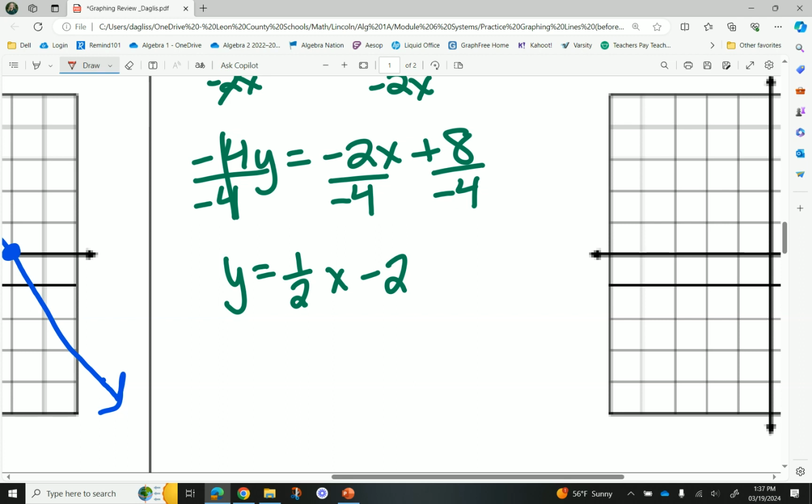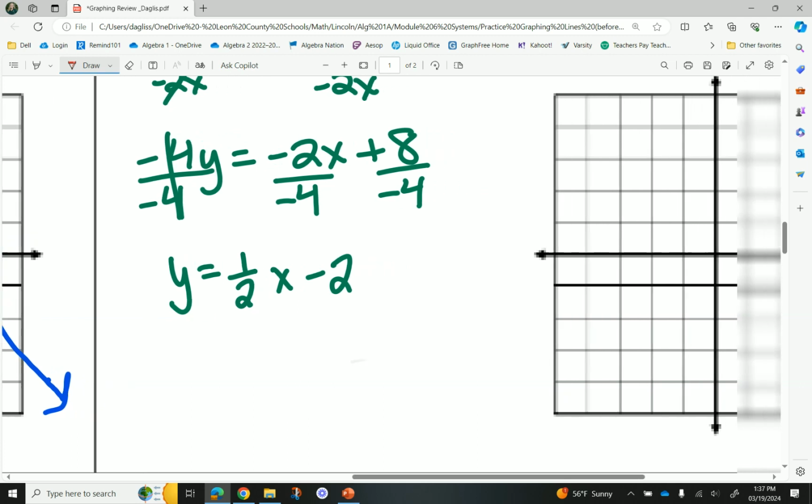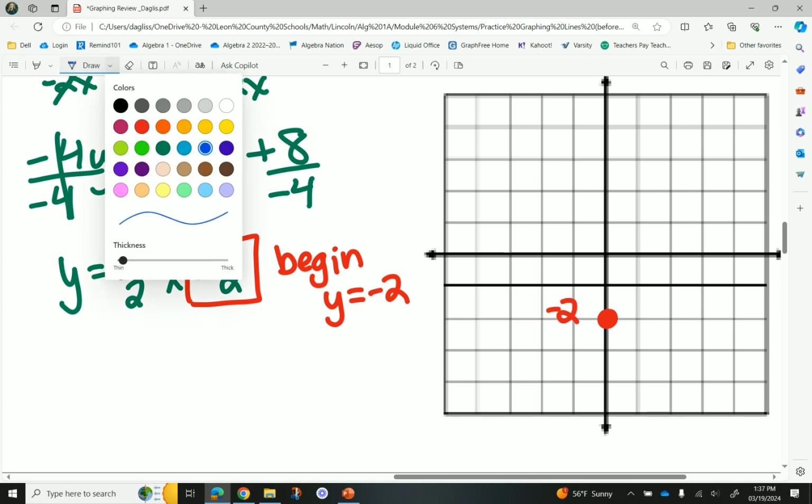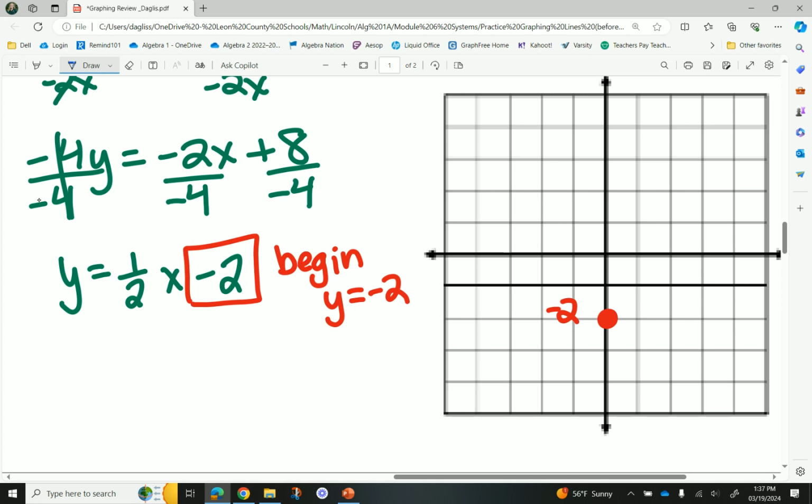Where am I going to begin this graph? Where's the line going to begin? Bottom, two, and then you'll go up 1, right 2. So we will begin where y is negative 2. All right. What is our slope? You're gonna go up 1, right 2. Good. My slope is 1/2. So we are going to move up 1 and over 2.